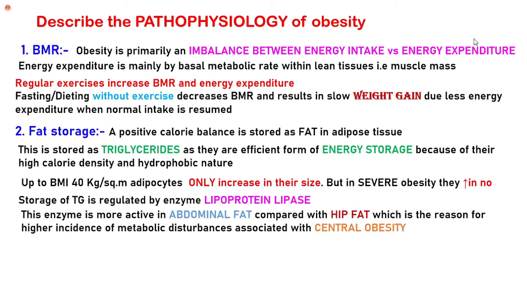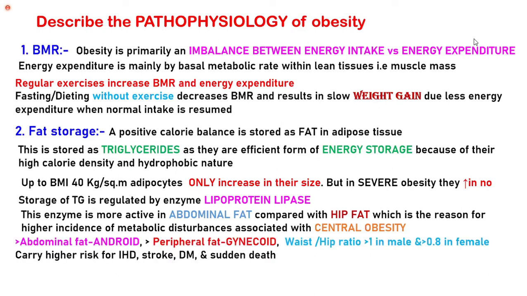And the enzyme activity in the abdominal fat is more compared to the hip fat, and also the inflammatory response is more. So that is why the central obesity is considered more dangerous. If there is more of abdominal fat distribution, it's called android, and if it is peripheral, it's called gynecoid. And the waist to hip ratio of more than 1 in male and more than 0.8 in female carry a higher risk for ischemic heart disease, stroke, diabetes, and sudden death. So this is one important calculation that we have to make.